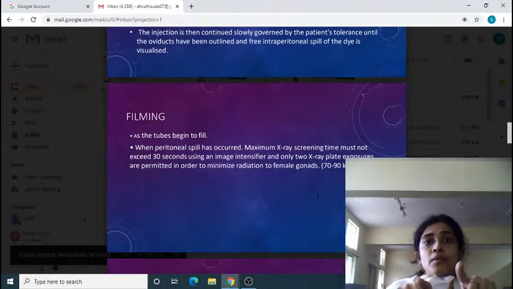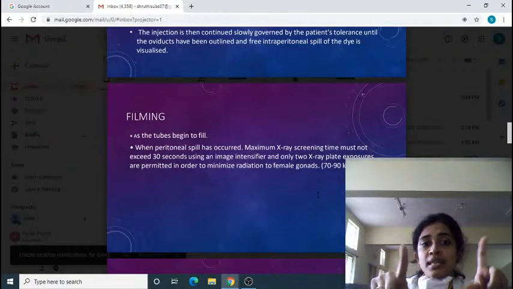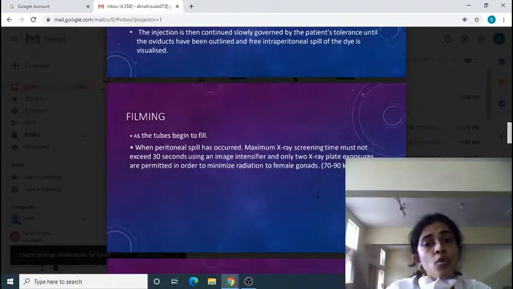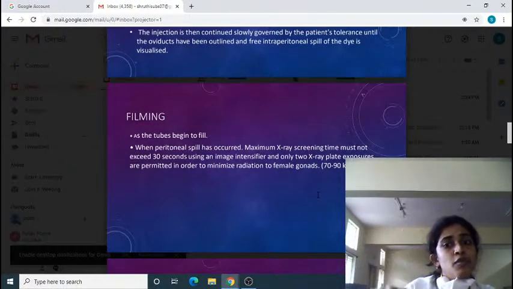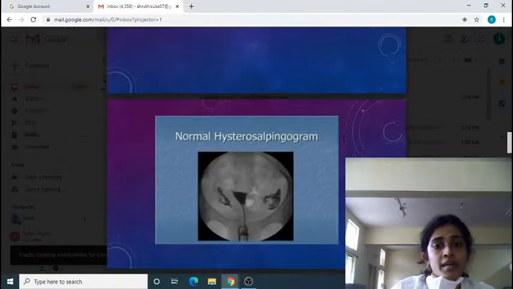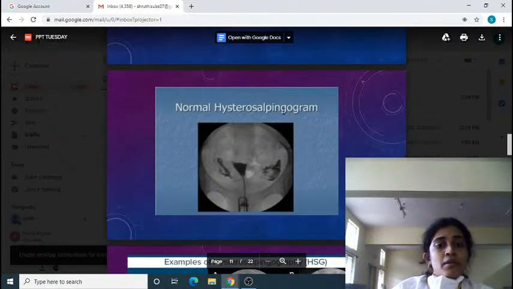Since the female gonads are directly exposed to radiation in the case of HSG, we use a maximum of 2 X-ray plate exposures with a kV range of 70 to 90. Okay, so this is how a normal hysterosalpingogram looks.